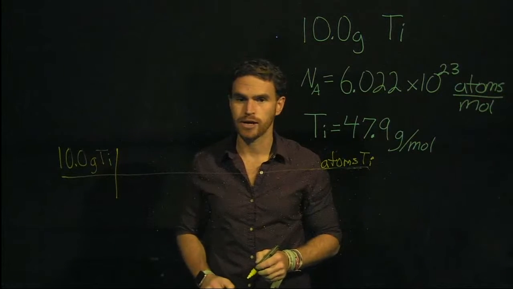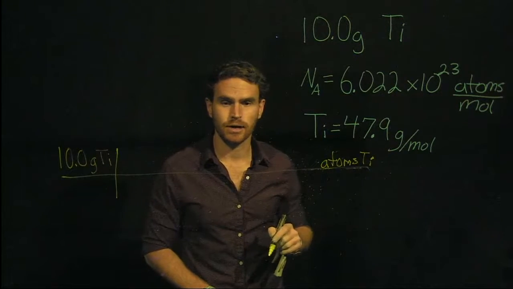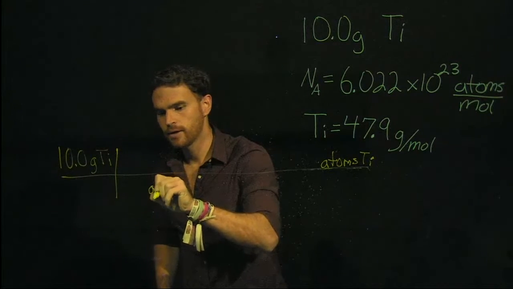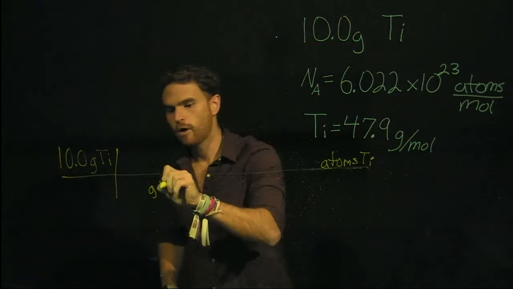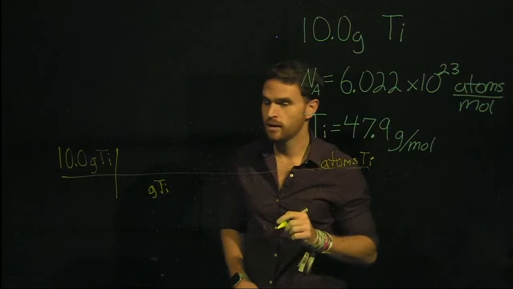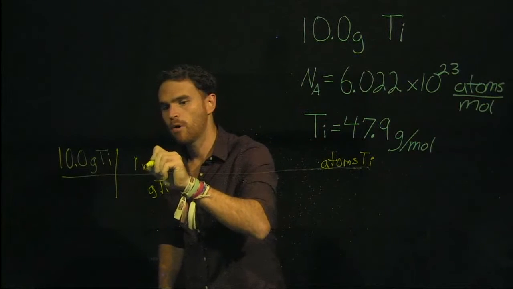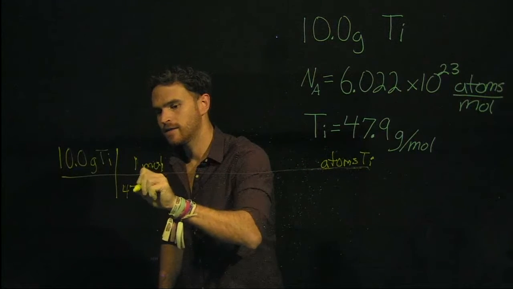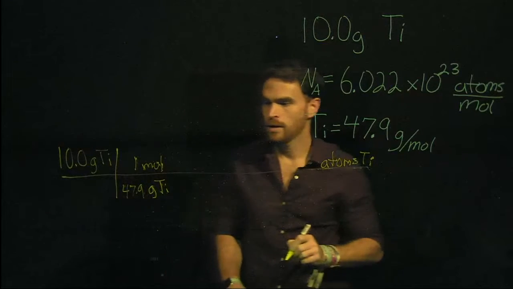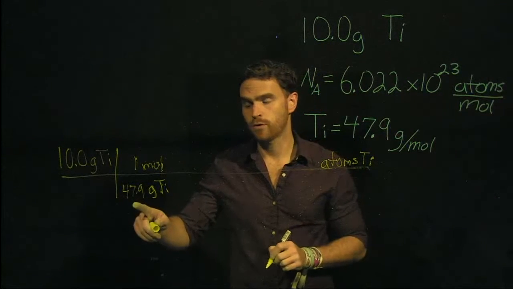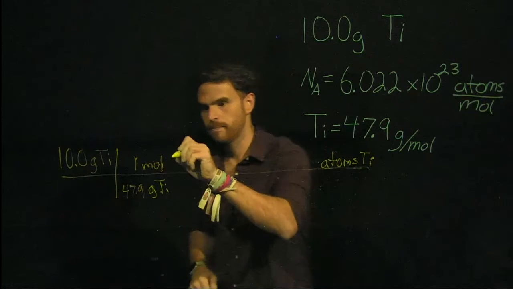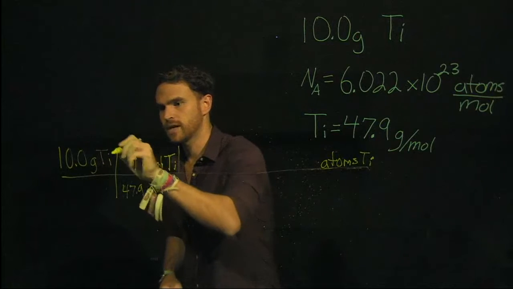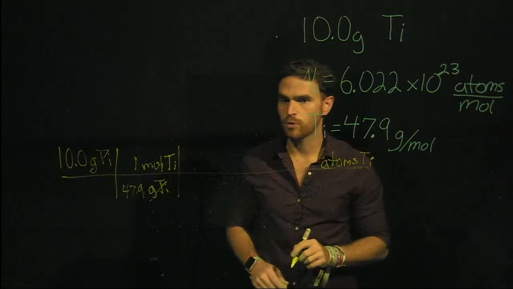And I want to cancel out grams. The value that will allow me to cancel out grams is the molar mass, where I'm going to need to put grams in the denominator in order to cancel it out. The only way to do that is by flipping the molar mass, where I put 1 mole here, and I put 47.9 grams in the denominator. Because remember, in 1 mole, there's 47.9 grams of titanium. So from there, I cancel out my grams of titanium, and what I'm left with in the numerator is moles.